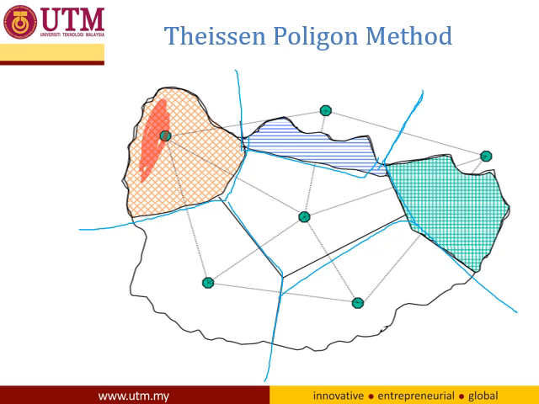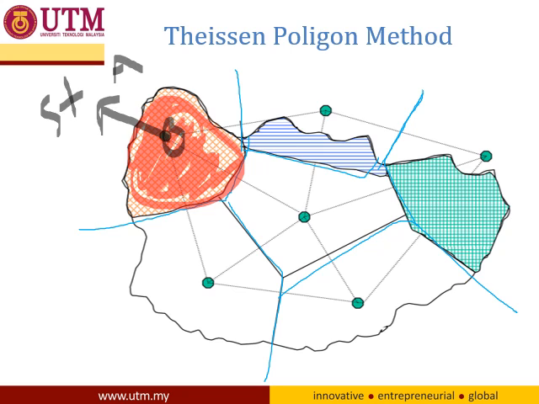So for example, this area represents this station. Let's say this is station A. This area, in a different color, green. But it needs to be within the border of the catchment. So this polygon is big, but it has to be inside the border of the catchment. So this green area is represented by this station.